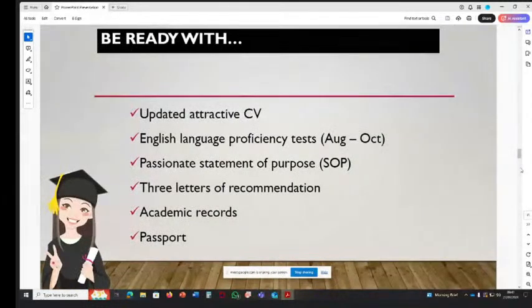Be ready with your updated CV, English language proficiency test, passionate statement of purpose, usually two or three letters of recommendation, academic records including transcripts, and of course, your passport.